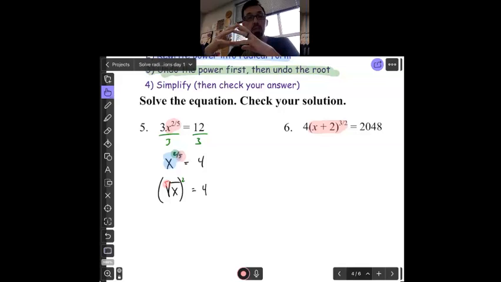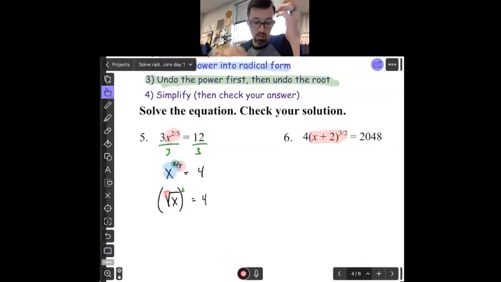So I'd like you guys to think about this as like peeling an onion, okay? Because you're gonna cry, all right? You want to deal with the outside first. So when you look up at step 3 and it says undo the power first, that square needs to go away first. Well, how do we get rid of a square? What's the opposite of squaring?